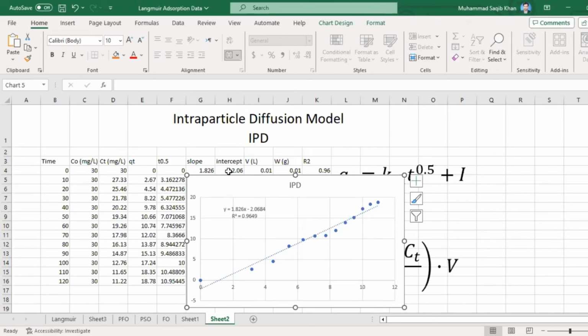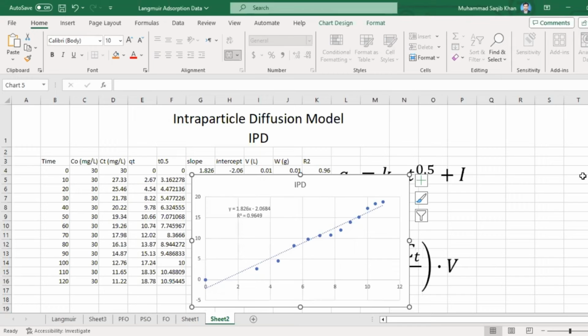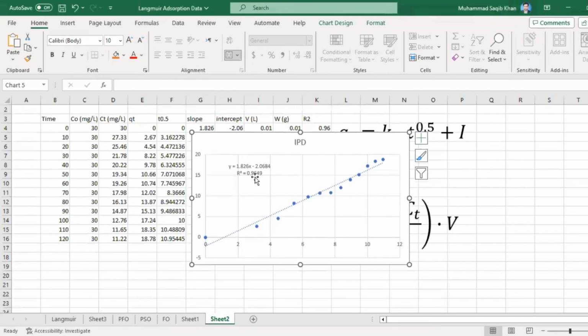But if you are getting a negative value, this means that the system is controlled by the combined effect of film diffusion and surface reaction. So surface adsorption is taking place, surface reaction is also taking place, and there is also the phenomenon of film diffusion. Film diffusion I will explain in the next lecture, but over here just understand that you can get a negative intercept value, and it can be explained by the combined effect of the film diffusion process and the reactions taking place on the surface of the adsorbent.